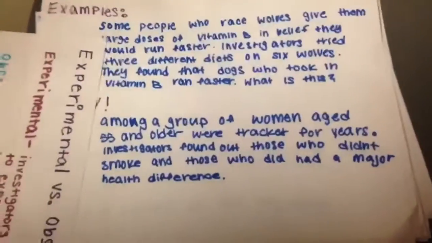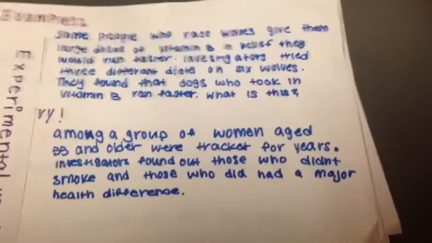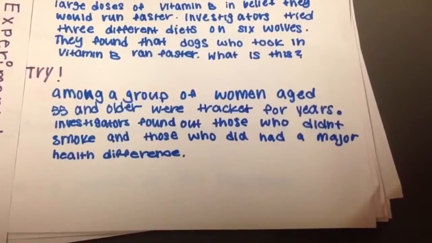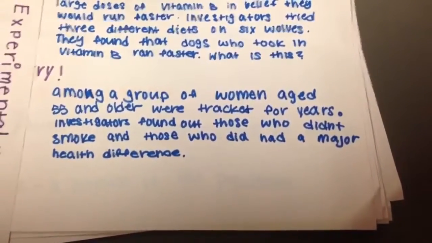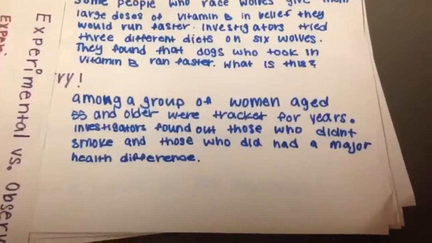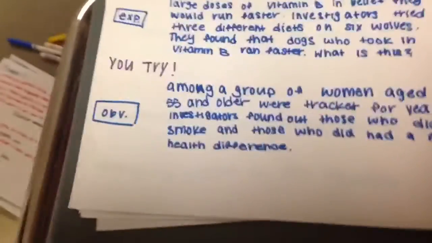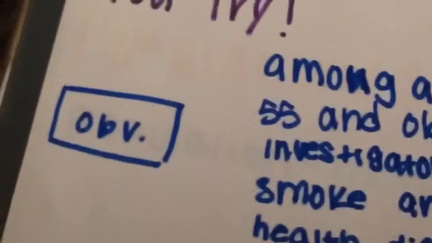You try. Among a group of women aged 55 and older, they were tracked for years. Investigators found that those who didn't smoke and those who did had a major health difference. Is this observational or experimental? This is observational because the investigators didn't apply anything to the women.